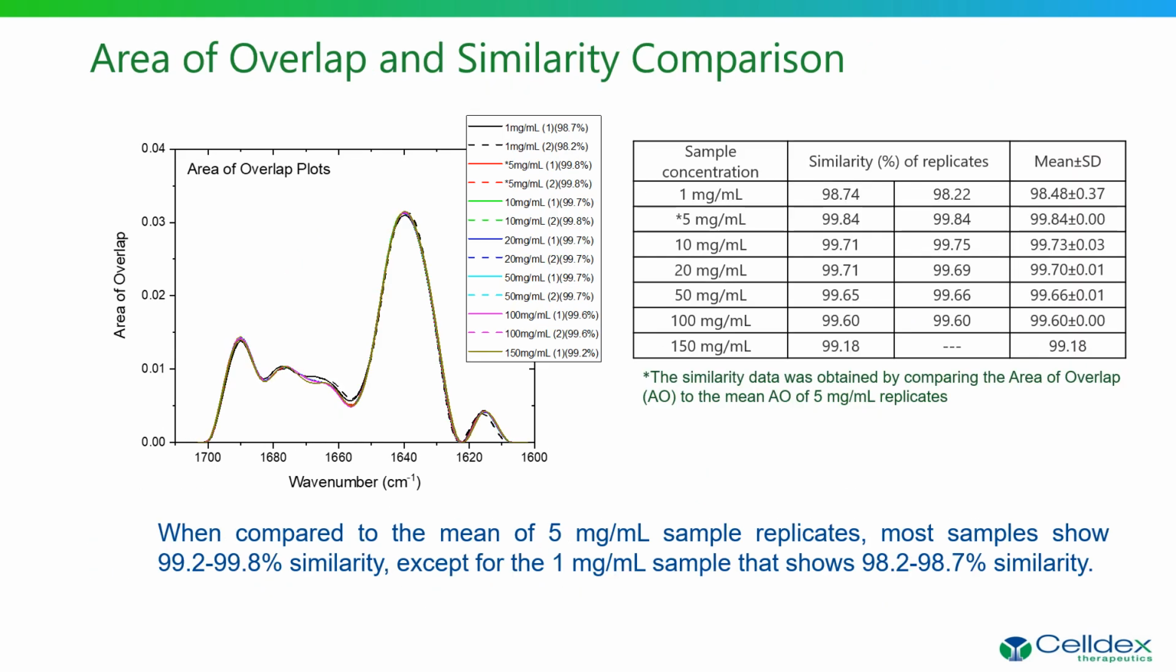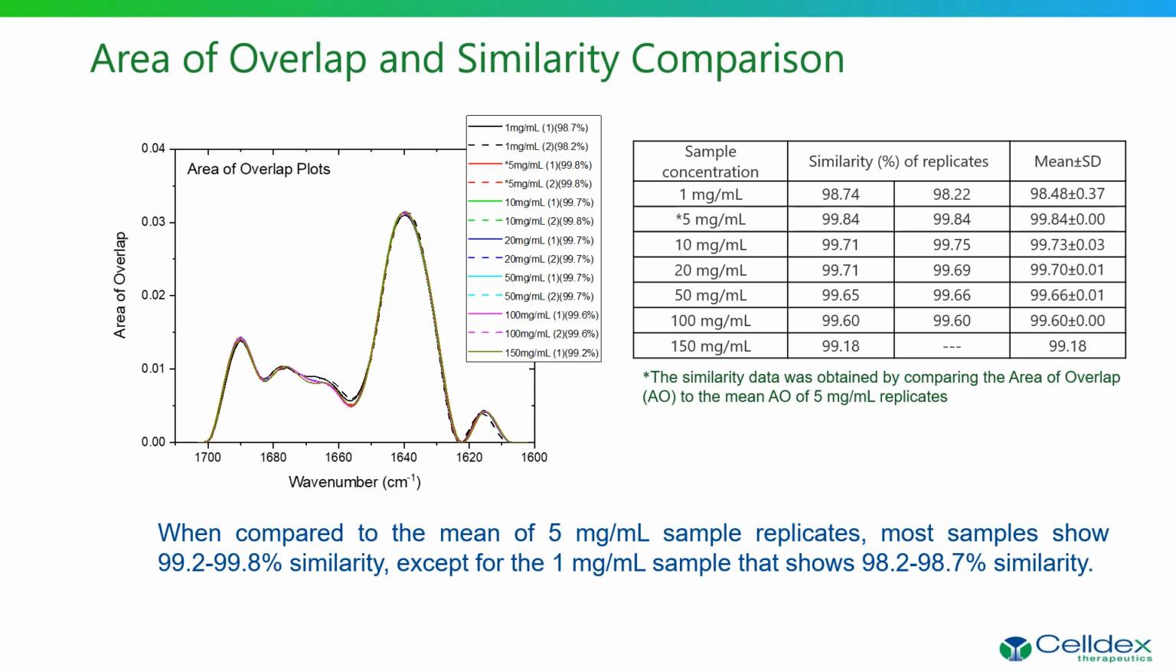Continuing with the analysis, we compare the data from the various concentrations against the data from the 5 mg per ml dilution. And the similarity is exceptional, greater than 99%, 99.2 to 99.8%, for all concentrations higher than 5 mg per ml, and actually close to 99% even for the 1 mg per ml concentration.